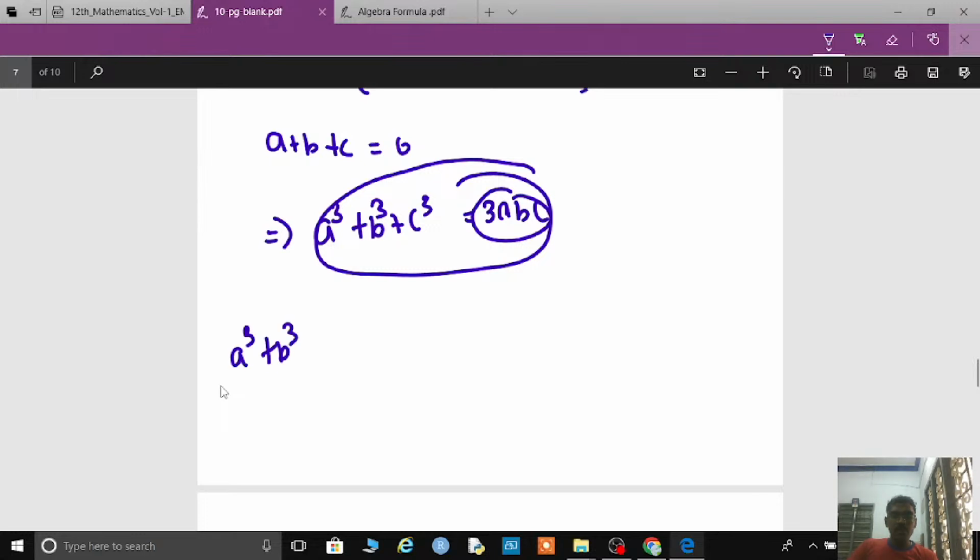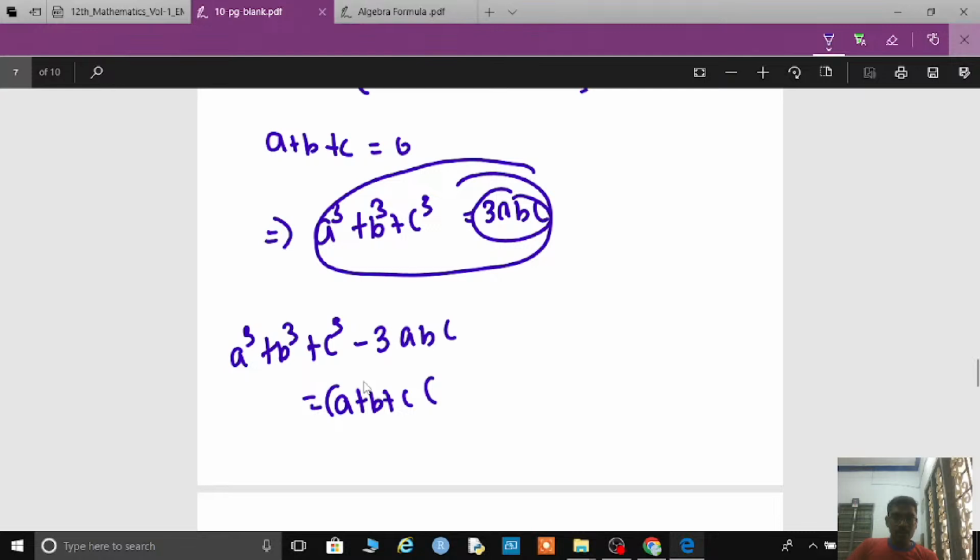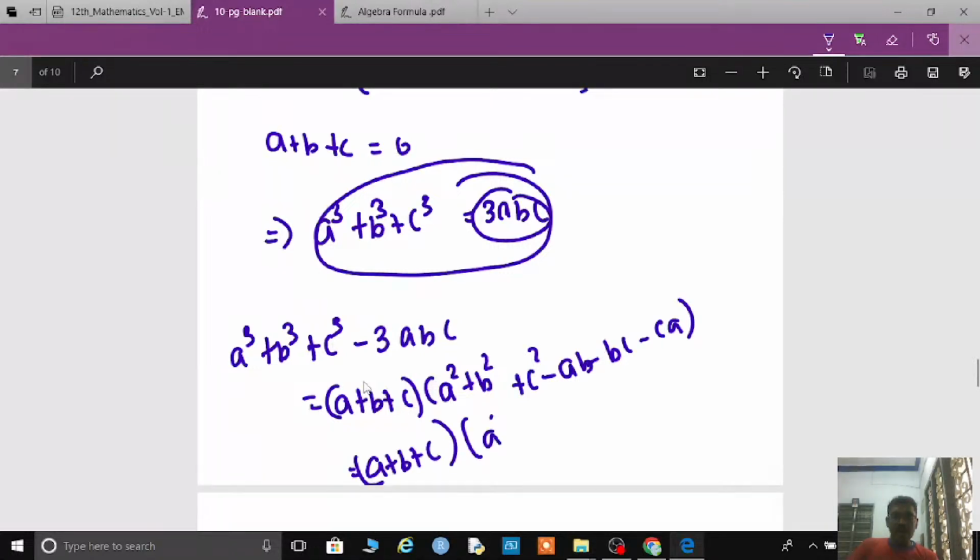So A cube plus B cube plus C cube minus 3ABC is equal to A plus B plus C into A square plus B square plus C square minus AB minus BC minus CA. Got it? A plus B plus C, and the quadratic term A square plus B square plus C square minus AB minus BC minus CA. So these are the basic formulas we need to keep in mind.